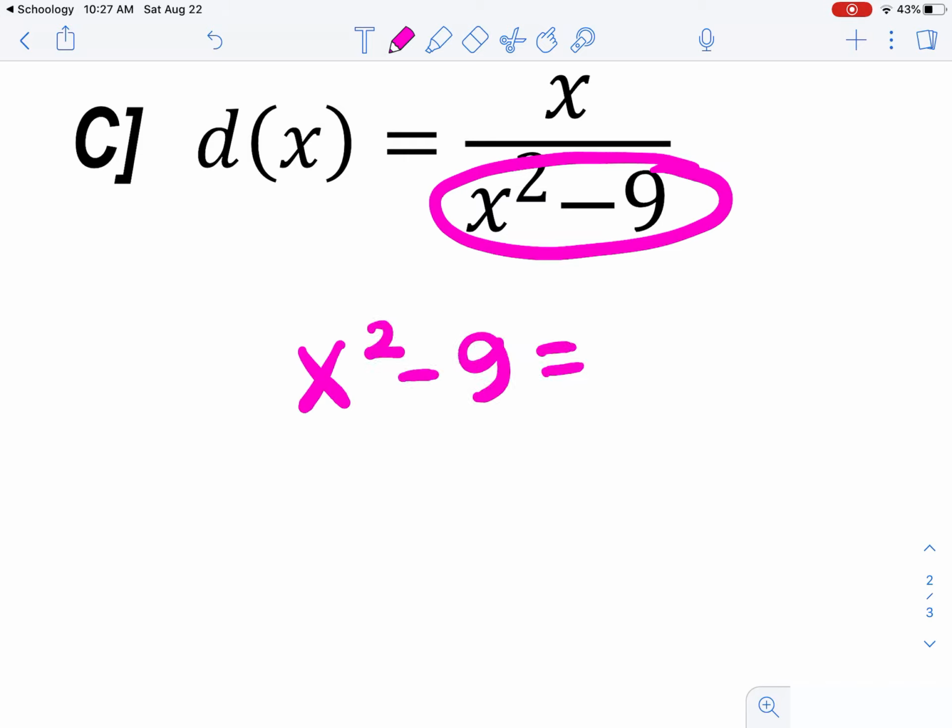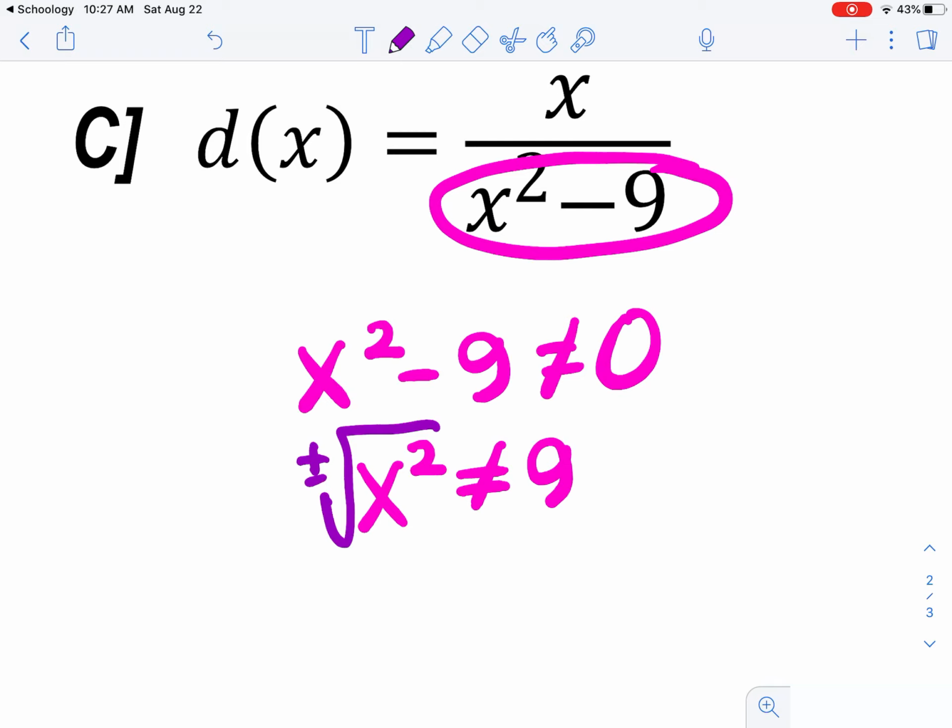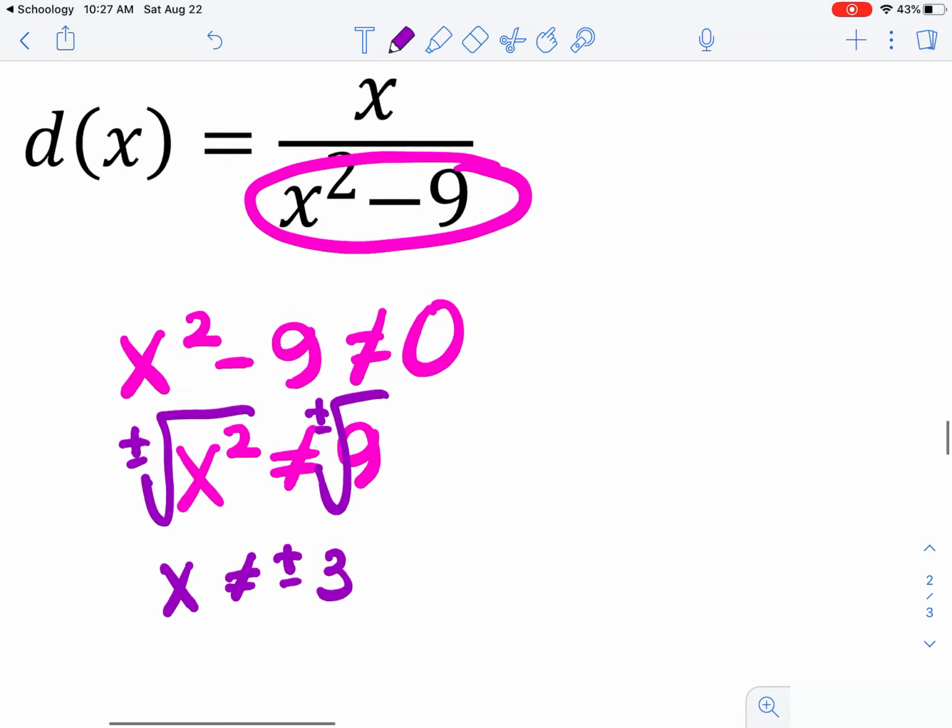X squared minus 9 cannot be 0. Now I need to solve this. I can solve this by square rooting, but first I have to add 9 to both sides. X squared cannot be 9. Square root to solve. Remember, whenever you square root to solve, you have to account for the positive and negative solution. So here we get x cannot be positive or negative 3.